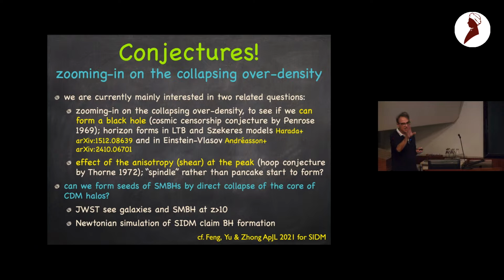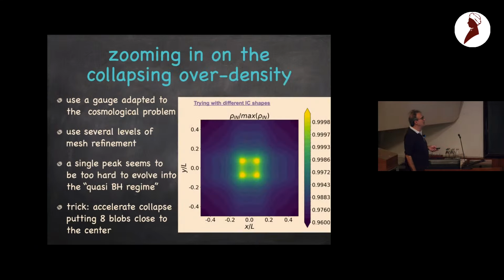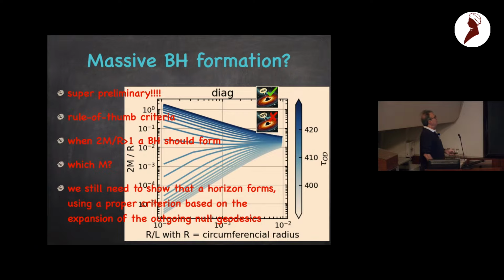I want to check if pure dark matter can give a collapse leading to a black hole. This is a very difficult problem which we are examining. This is an example where we try to solve it using 4 blobs of matter rather than 1. As a rule of thumb, you can plot 2m over r, where r is the circumferential radius measured from the peak.